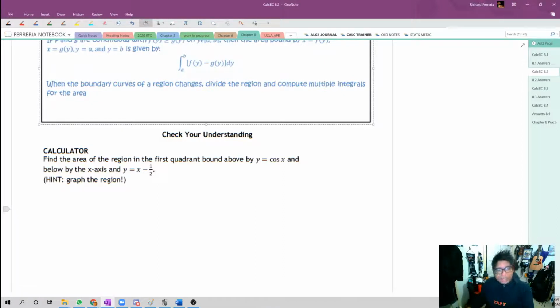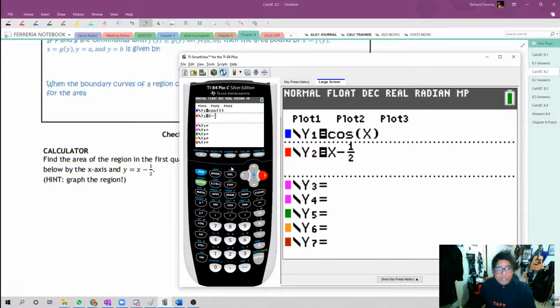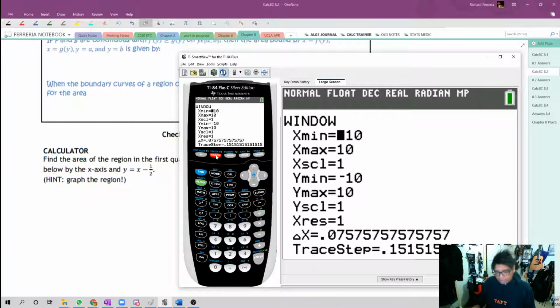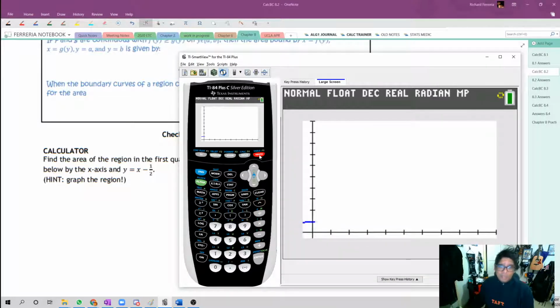Let's graph this since this is a calculator question. And this time I'm going to change this. I don't want the standard window because I only want to look at the first quadrant. So let's make this negative 0.5 to 10. And then the y min will make that also negative 0.5. And that'll just give me the 10 by 10 first quadrant look. And then push graph. Here's what we got.